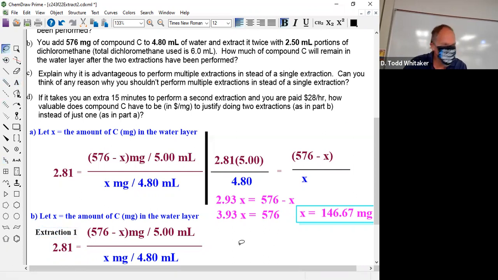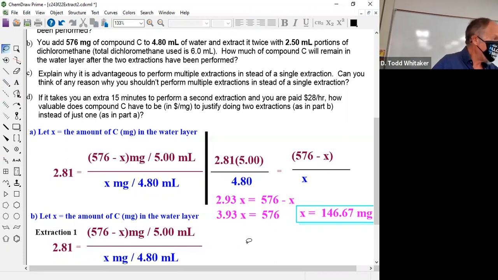And our goal is to prove that doing 2 extractions with the same amount of solvent, do you realize if you just do 2 extractions with half the amount of dichloromethane, you're still using the same amount of dichloromethane when you're done, but we're going to get a much better result for X. We're going to have a lot less in the water layer and a lot more in the organic layer if we do this problem correctly. Okay? So we're changing the amount of dichloromethane, correct? Yeah, 2.5 milliliters instead of 5.